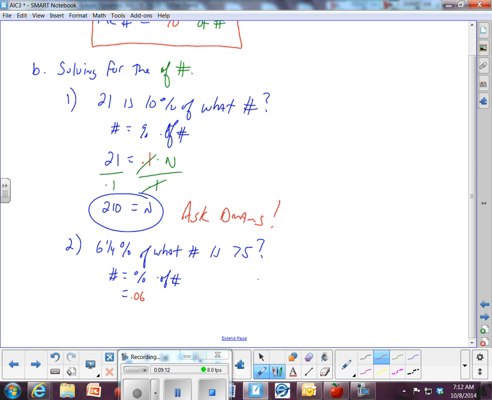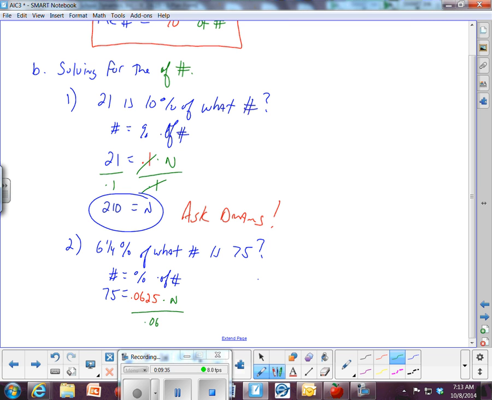0.06. That's the 6%, right? How do you say a quarter? It's 0.25, so you just include the 25, right? 0.0625. And remember here, the part is 75. The of number is what we're looking for. So 75 equals 0.0625 times n. Okay, easy to finish this off.